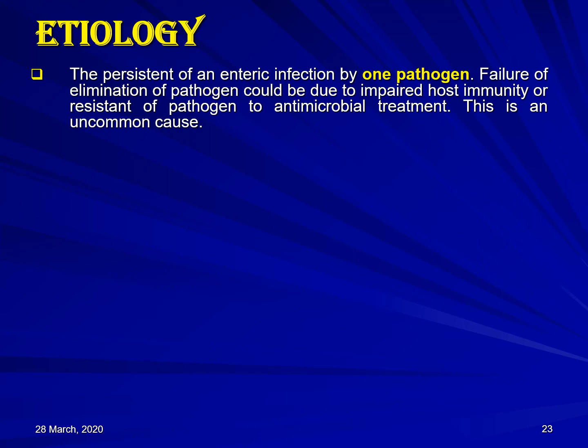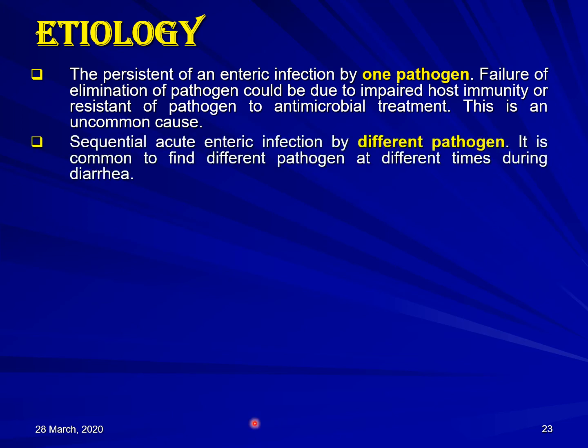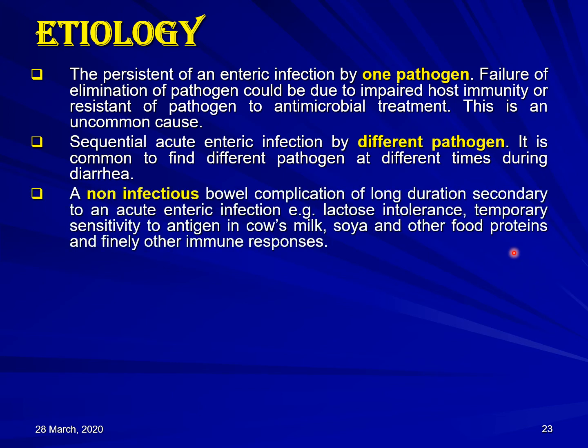Etiology: the persistence of an enteric infection by one pathogen, which means that the patient has diarrhea, for example, by giardia or rotavirus, and it persists. Failure of elimination of the pathogen could be due to impaired host immunity or resistance of the pathogen to the antimicrobial agent. This is an uncommon cause. It is uncommon to have one pathogen. The usual feature is enteric infection caused by different pathogens. At different stages of the persistent diarrhea, we can discover different pathogens.